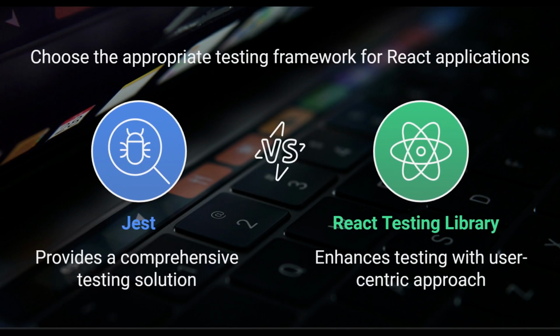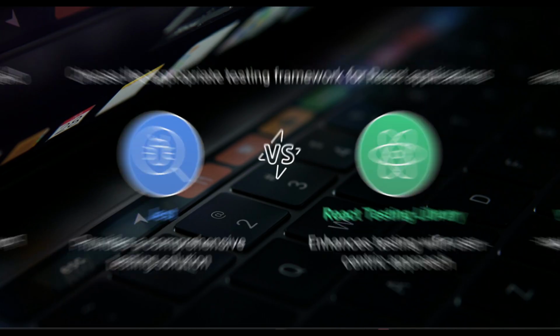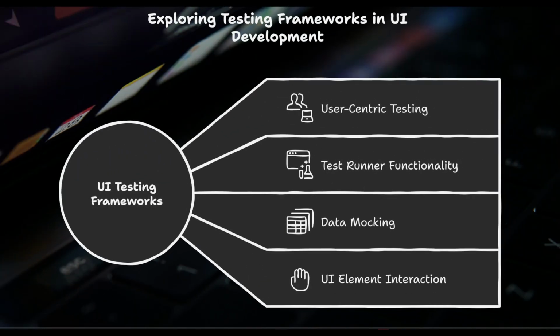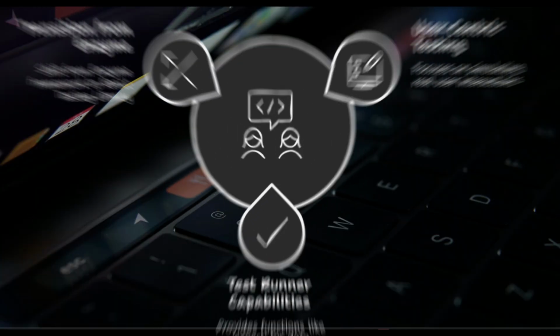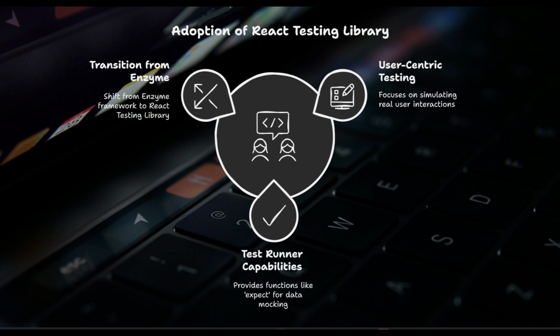The first question is, why do we have two different frameworks, Jest and React Testing Library? Guys, Jest is not an alternative to React Testing Library. Both frameworks require each other. React Testing Library is user-centric testing, like button clicks and dialog clicks. While Jest is a test runner that specifies various testing, like when we need to mock some data.